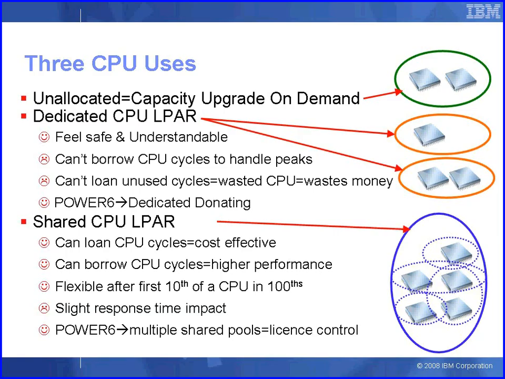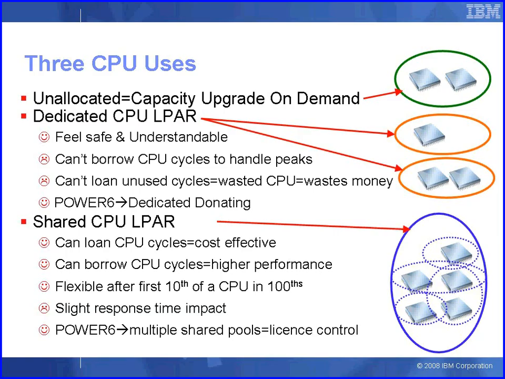We can't borrow CPU cycles from somebody else with a dedicated CPU partition. If, for example, we have one CPU in a logical partition and we have a massive peak arriving, we could really do with 3 or 4 CPUs for a few milliseconds, well, we can't. We've got one CPU and we'll just have to handle that peak the best way we can, and it will just take 3 or 4 times longer to handle that workload than necessary.